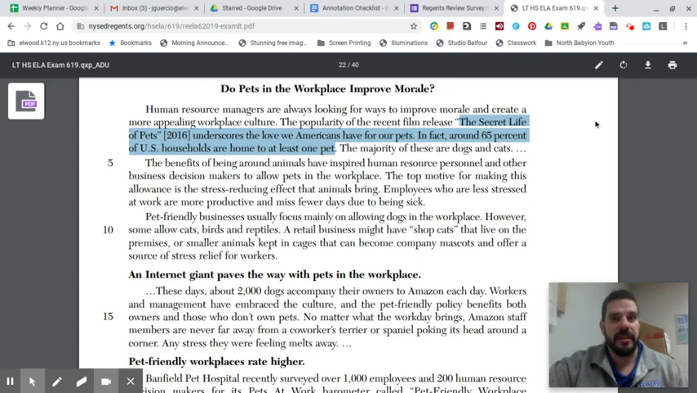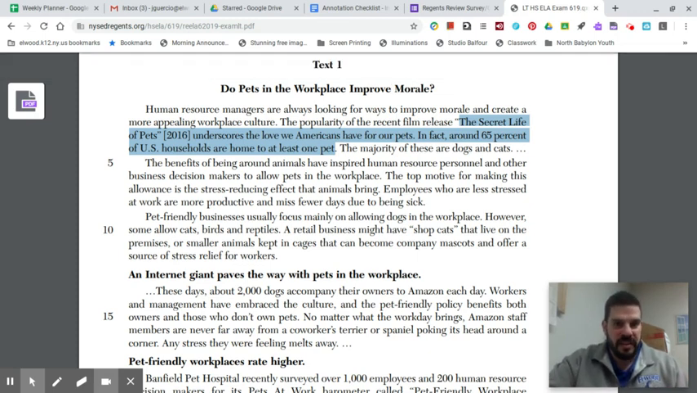The information, we want to highlight it. We want to understand the information. We want to know what the authors are trying to prove. I'm just scanning through this, not even reading it. 2,000 dogs accompany their owners to Amazon each day. That's data, that's numbers. I'm highlighting that. Whether I use it or not, it doesn't matter. The point is, it's there. It's information that I might be able to use.